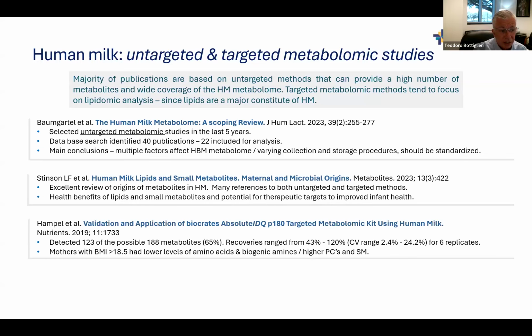Then, by our other guest speaker today, Daniel Hampel and colleagues, in 2019 they published one of the first studies on the Biocrates kits, the P180, and they were able to identify a large number of metabolites, over 65% of the 188 metabolites in human breast milk. They made a number of observations there with BMI and so forth.